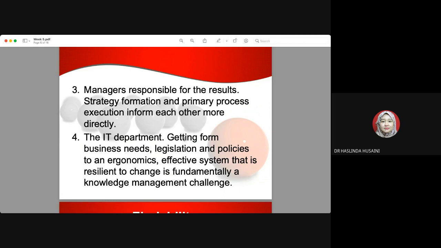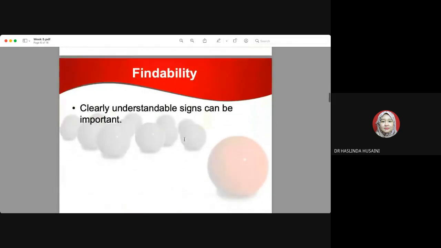So jadi IT department should establish the flexible and effective policy so that the findability concept of information daripada website ni ataupun intranet ni lebih efficient lah. So the concept of findability should clearly understandable signs. It can be used understandable signs can be important.